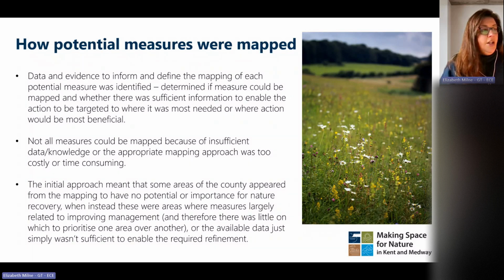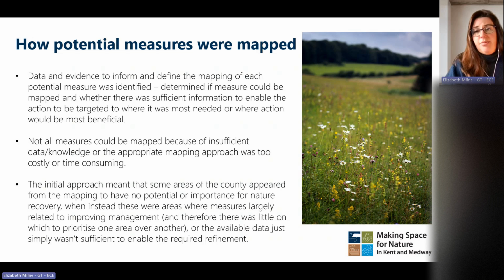And initially, this was used to determine whether we could map the measure or not, and whether it would be mapped was dependent on whether there was sufficient information to enable the action to be targeted to where it was most needed or where action would be most beneficial. By applying this approach, it meant that not all the measures could be mapped. This might have been just simply because there was no data, but in some cases as well, it was that the appropriate mapping approach was too costly or time consuming. But largely most of it related to not being able to target that potential measure to sites.